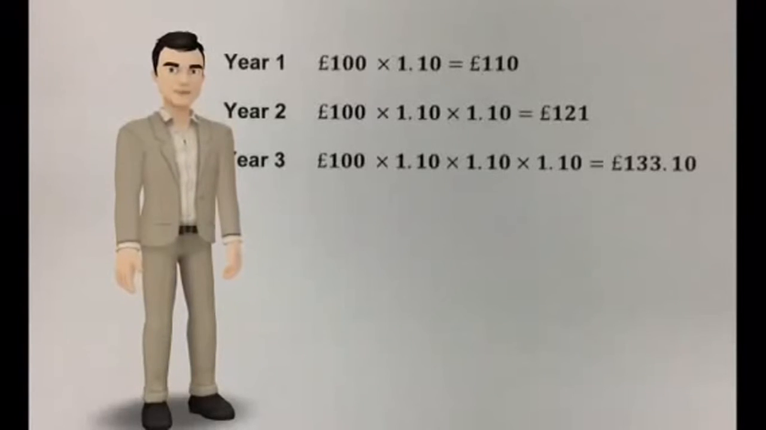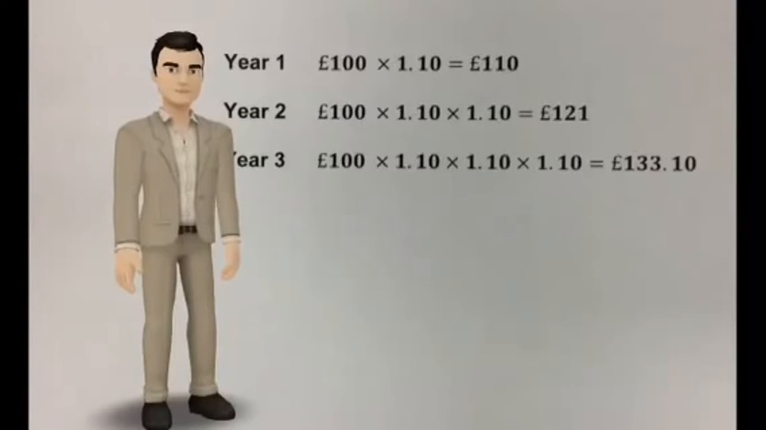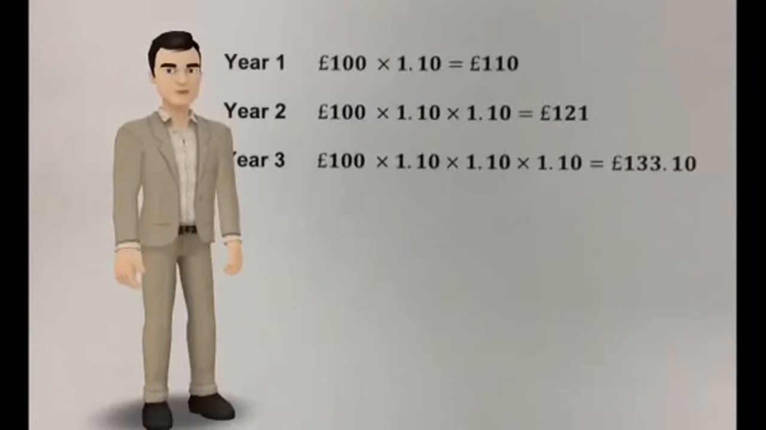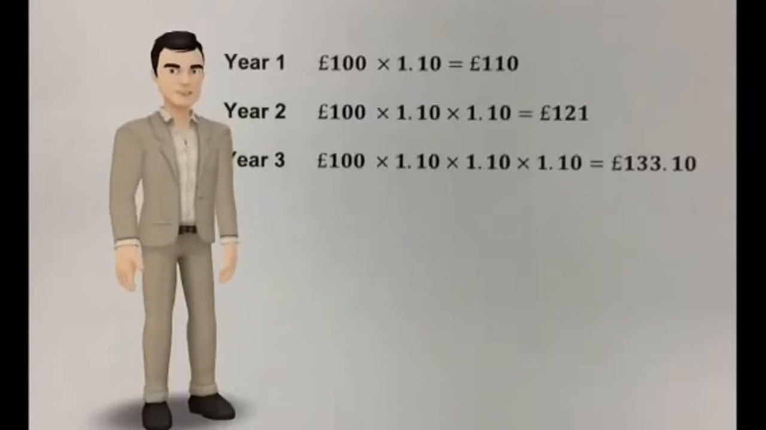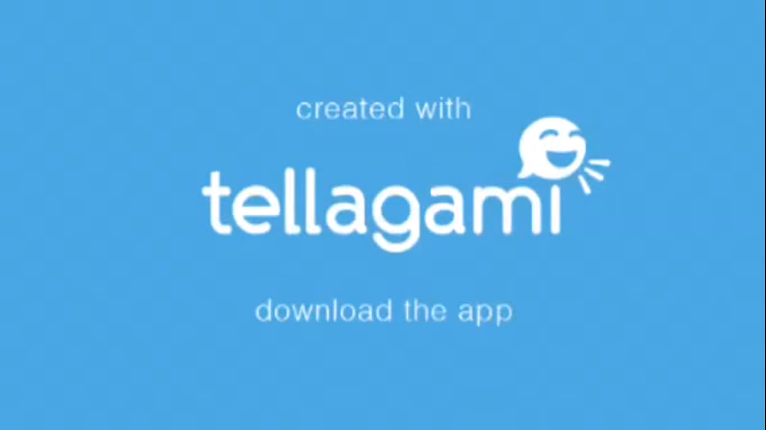There is a quicker way to do this calculation. After 1 year, £100 times 1.10 equals £110. After 2 years, £100 times 1.10 squared equals £121. After 3 years, 100 times 1.10 cubed equals £133.10.